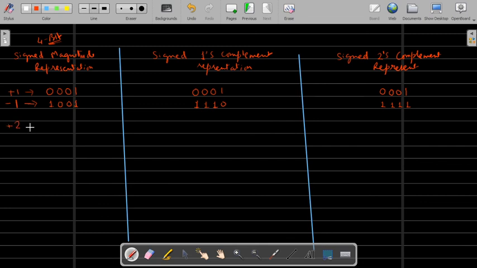Similarly, plus 2 has its representation like 0010, whereas minus 2 is 1010 in signed magnitude, because this is now the sign bit, and here 1101 in one's complement, and here it would be 1110 in 2's complement, because when we invert it, the 1's complement will be 1101, and when we add this one here to get the 2's complement, then it gives us 1110.